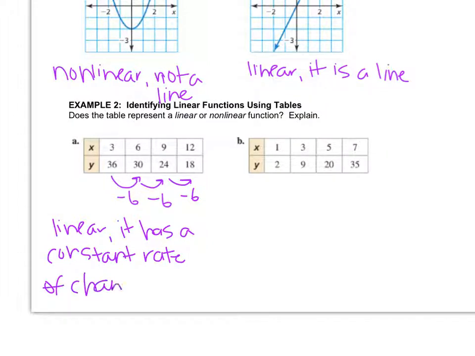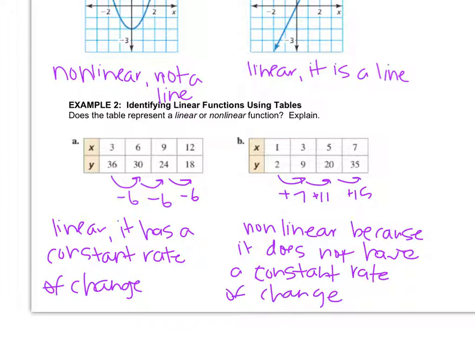All right, now let's look at letter B. The x values are going up by 2, so that has a constant rate of change. But do the y values? Now the y values go from plus 7, then it goes plus 11. So obviously it's not a constant rate of change, right? And then it goes plus 15. So it might be a cool graph, but it's not linear. It's not going to create a line. So you just reverse the answer from letter A, nonlinear, because it does not have a constant rate of change.